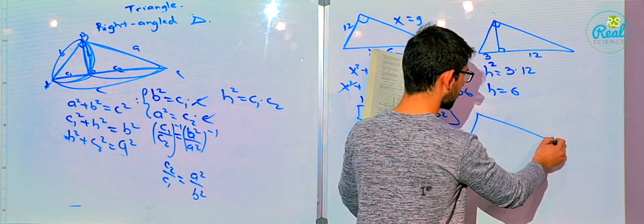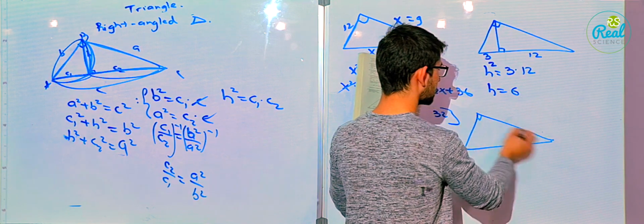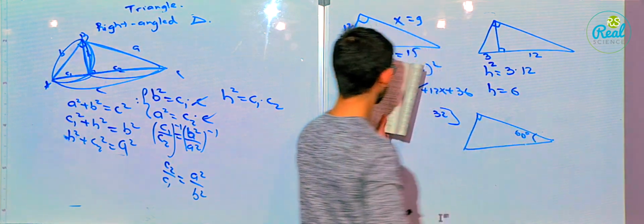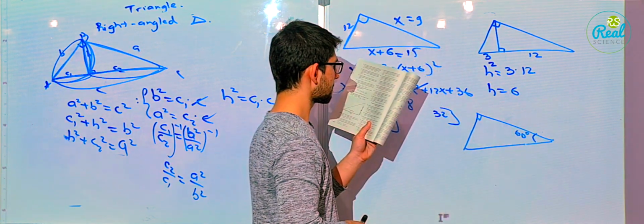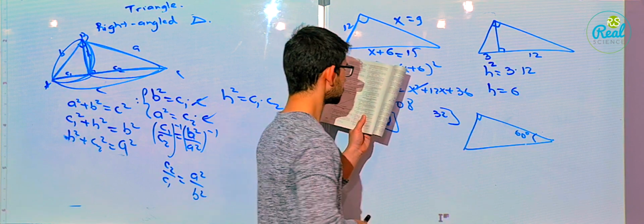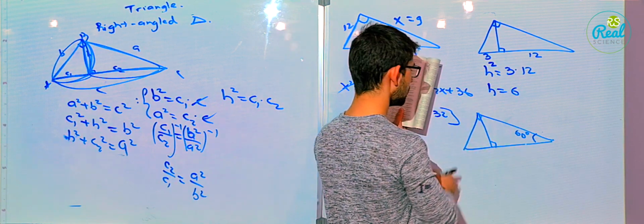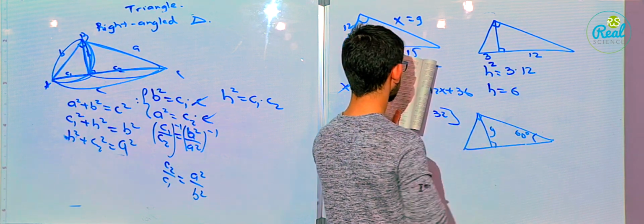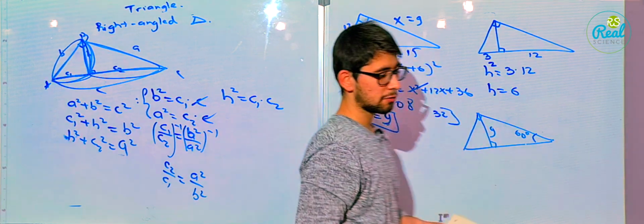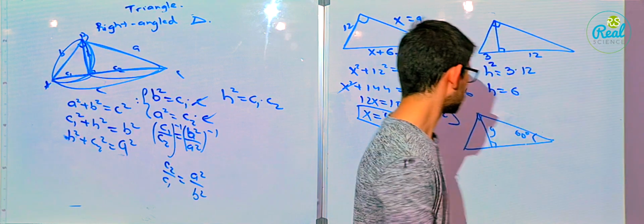You're given a right angle triangle with one of the angles being 60 degrees. Then the altitude is dropped to the hypotenuse and it's equal to 9. You have to find the hypotenuse of this triangle, C.